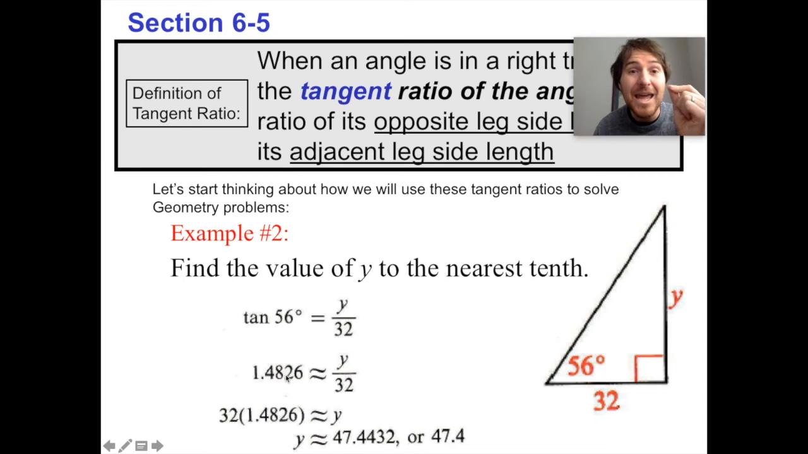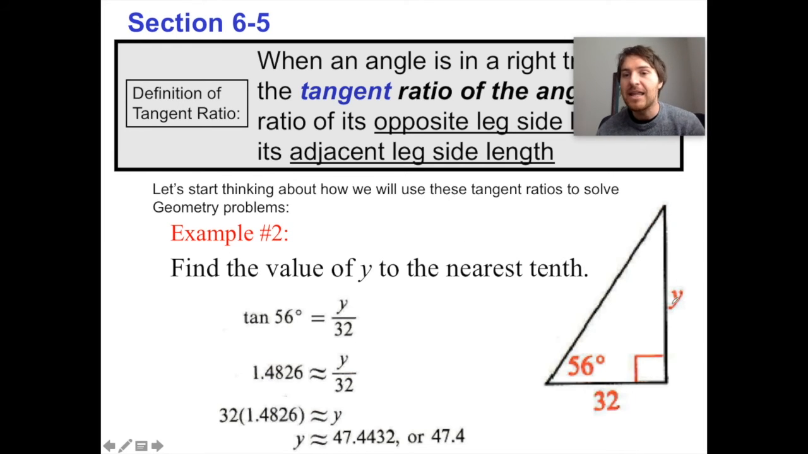Where did we get that? Page 271. You're going to be using page 271. If not, you're using that calculator, like I showed you previously in the examples. Cross multiply right here: 1.4826 times 32, and y times 1. You don't have to worry about that. We got y by itself. And there we have it, 47.44 for this side here.